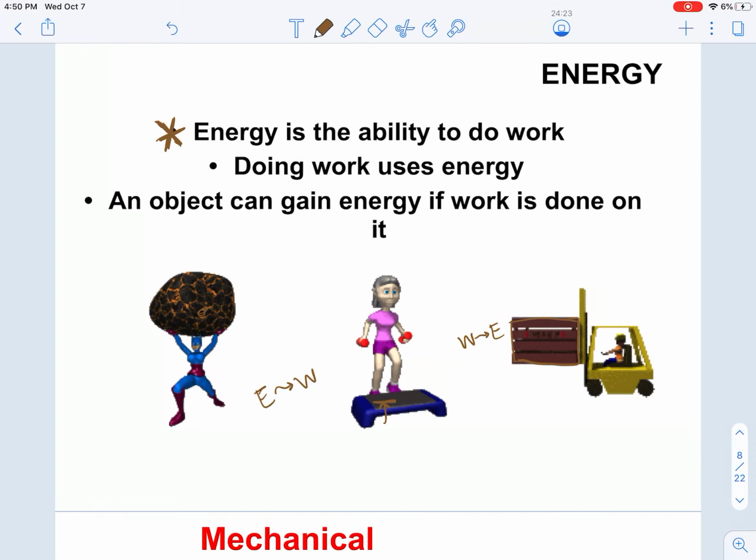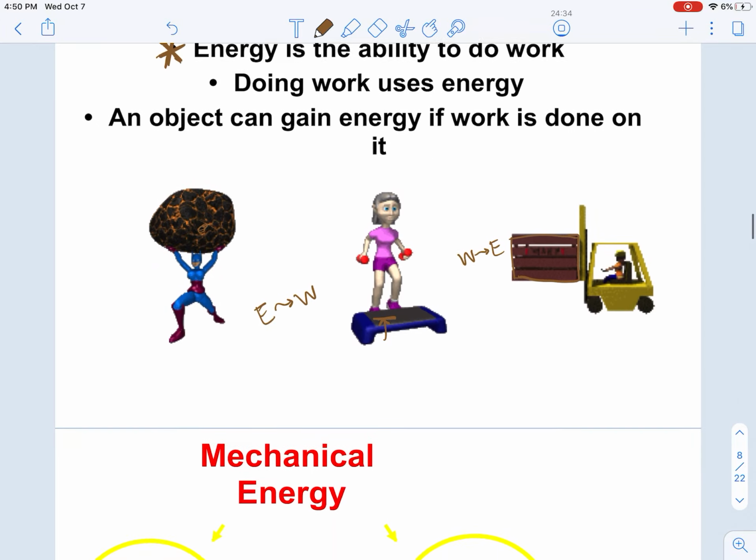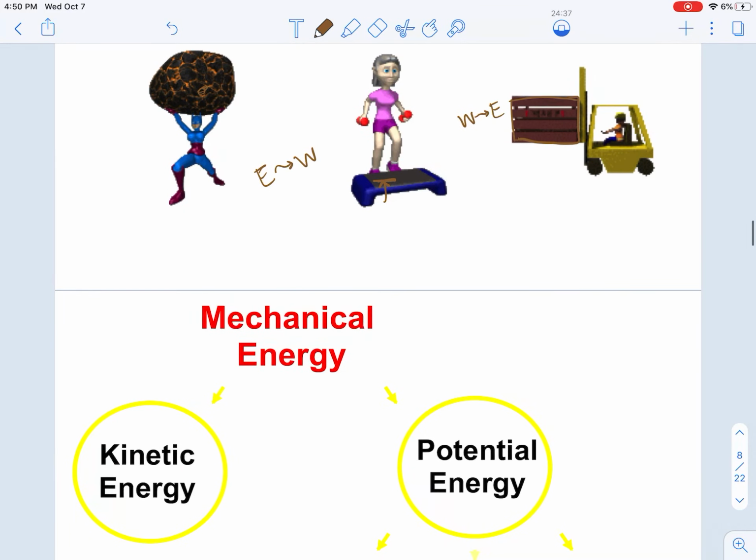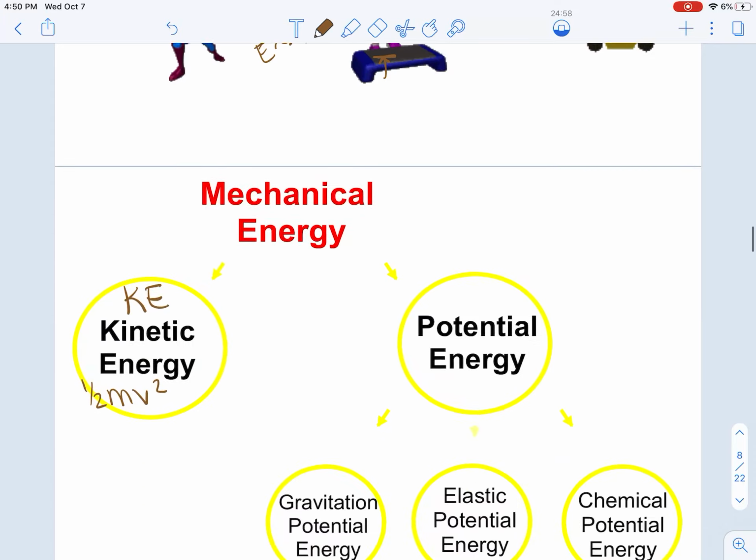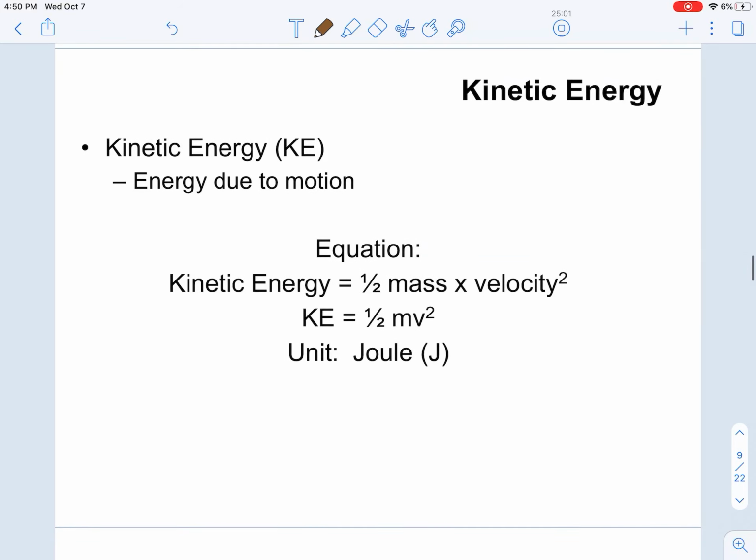So let's get into some specifics. In this chapter, we're going to be talking about mechanical energy specifically. There are lots of different forms of energy, but right now we're focusing on mechanical energy. And mechanical energy consists of two main categories. We have kinetic energy and we have potential energy. Kinetic energy is going to be represented with a capital K, capital E, and our formula for kinetic energy is 1/2 mv squared. So let's focus on kinetic energy to start.